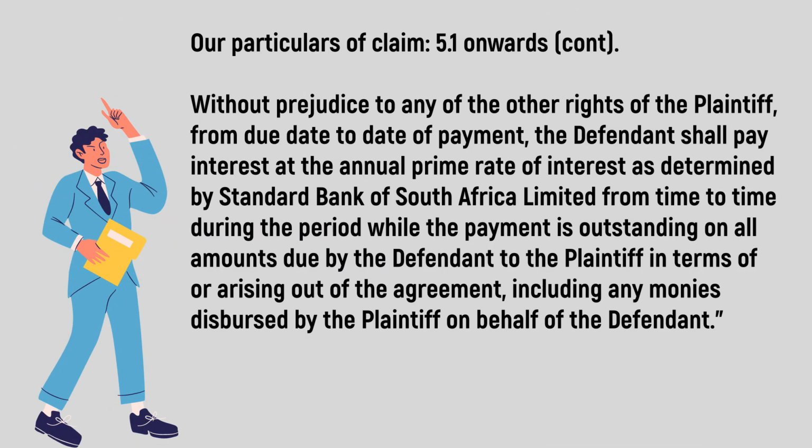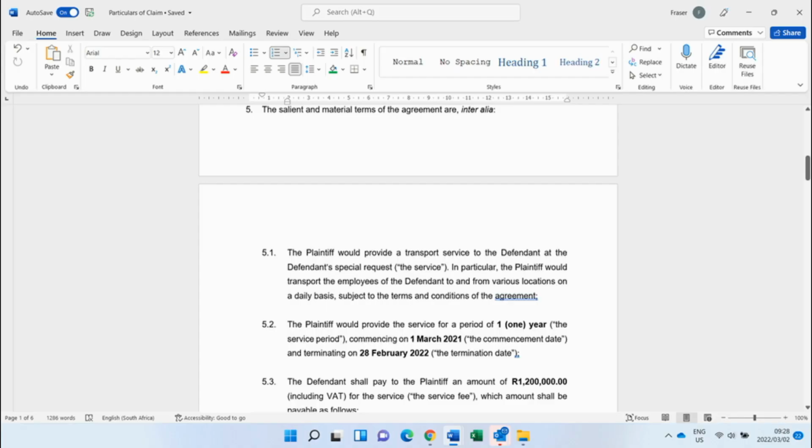Without prejudice to any of the other rights of the plaintiff, from due date to date of payment, the defendant shall pay interest at the annual prime rate of interest as determined by Standard Bank of South Africa Limited from time to time during the period while the payment is outstanding on all amounts due by the defendant to the plaintiff in terms of or arising out of the agreement, including any monies disbursed by the plaintiff on behalf of the defendant. The terms as set out in the agreement will look as follows.